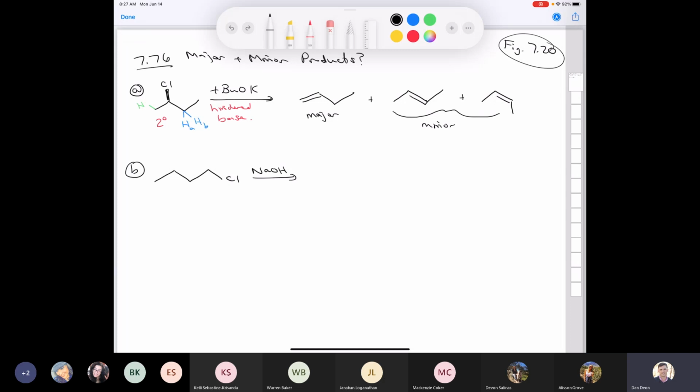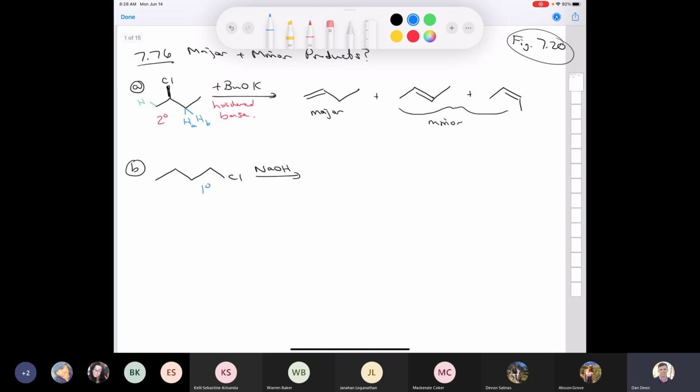All right, let's take a look at B. We have a primary alkyl halide. Let's write down what we know. We've got a primary alkyl halide. We've got a strong nucleophile, strong base, right? Hydroxide is a very strong base. But since this is primary, the main mechanism is going to be substitution, isn't it? Right? The main product is going to be the product of an SN2 reaction.